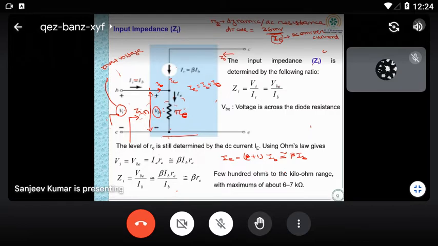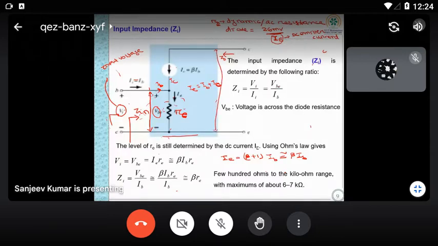Now, similarly, what will be the output impedance? Anyone can tell me? What should be the output impedance of the transistor, or how to find out output impedance? VC by IC. VC by IC, the output current, because this current is IC, as you can see across this one.